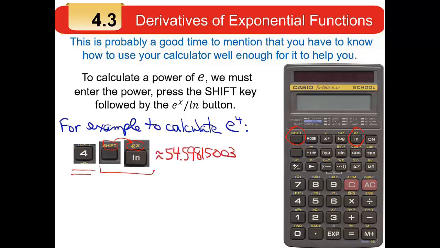And if you did that, you would find out it was about 54.59815003. And a problem might tell you to round it off to 2 decimal places or 3 or whatever. You do whatever the rounding tells you to do in the problem.